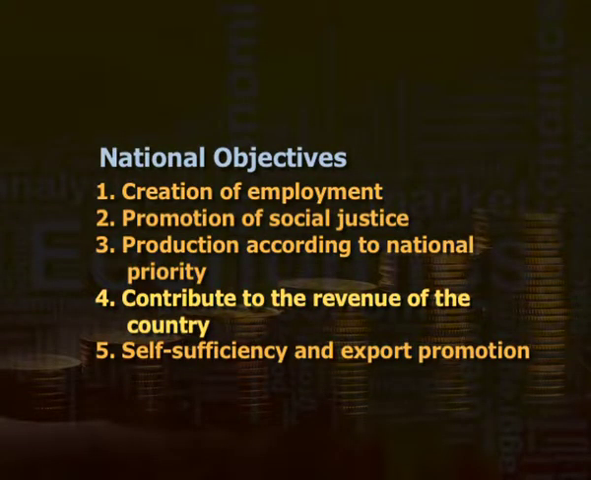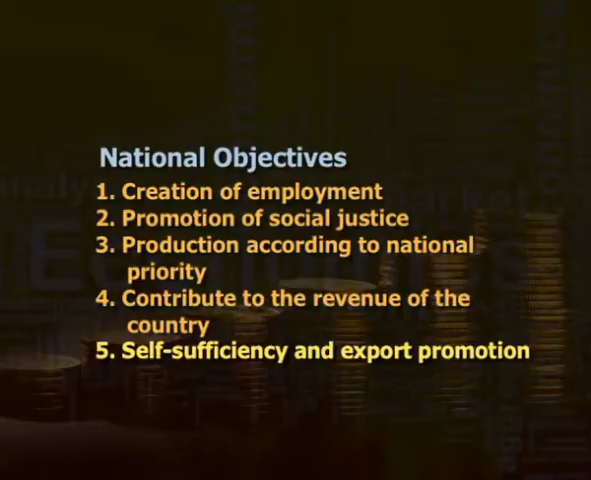Business units should produce and supply goods in accordance with the priorities laid down in the plans and policies of the government. Fourth point is contribute to the revenue of the country. The business owners should pay their taxes and dues honestly and regularly. This will increase the revenue of the government. Fifth is self-sufficiency and export promotion. Every business unit should aim at increasing exports and adding to the foreign exchange reserves of the country.